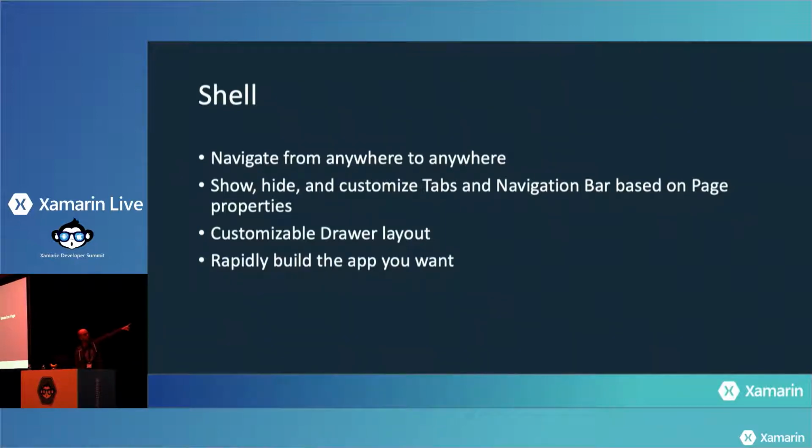This is kind of what I was talking about. You can customize your tabs and your navigation bar just based on page properties, so that each page can dictate how it wants to display and the effect that it has. So if you're moving to a details page where you want the tabs gone, you just have the tabs gone. It's nice and easy. You can customize the drawer layout. All of the features of Shell are templatable, so you can create a template for all the items. You can create a template for the top. It's really easy to rapidly get to an application starting point. So yeah, that is where we're going with Shell.